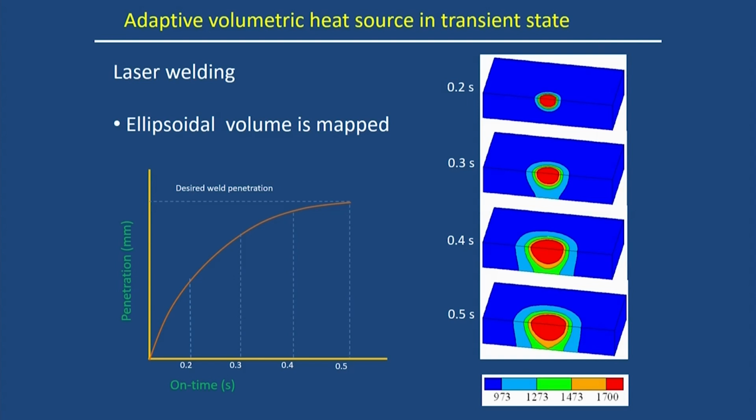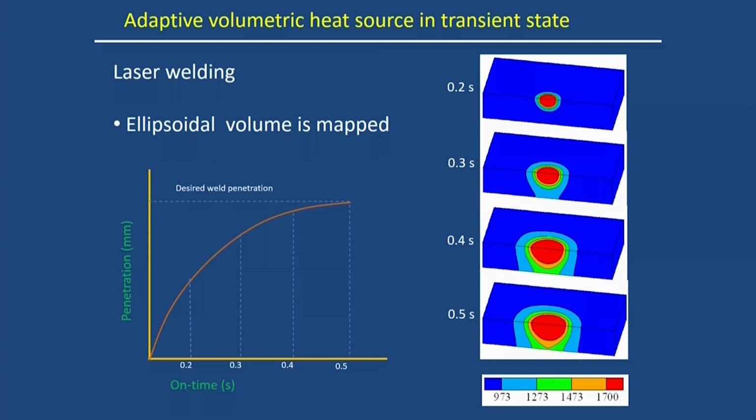So, here we can see the adaptive volumetric heat source in the transient state. Transient state, also in the case of a specific welding process, and we assume the ellipsoidal volumetric heat source, so the geometric shape of the volumetric heat source is assumed as an ellipsoid. Here you see at 0.2 seconds there is some weld pool developed, and gradually it is increasing, and when it reaches 0.5 seconds the weld pool size is bigger.